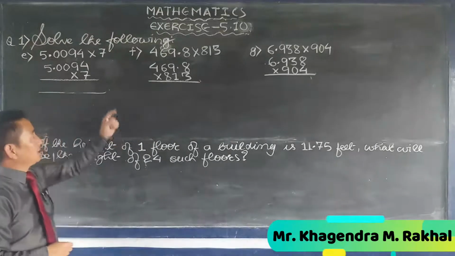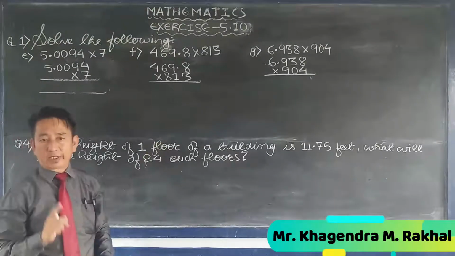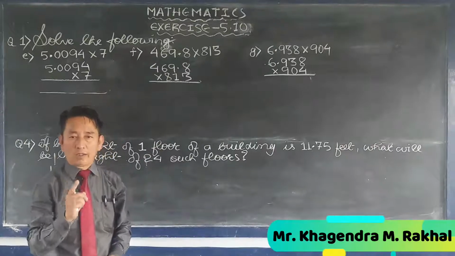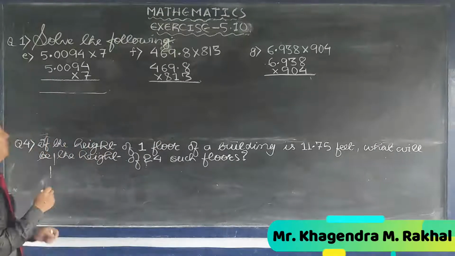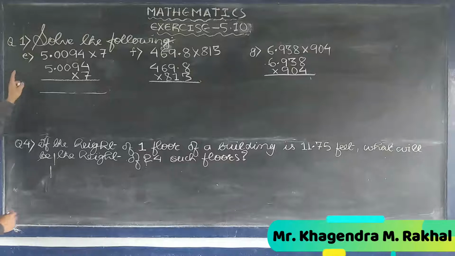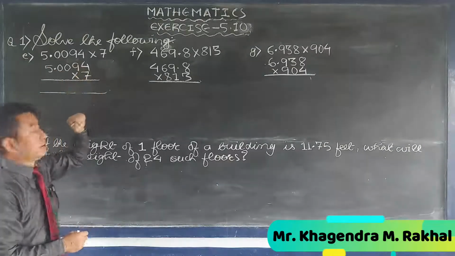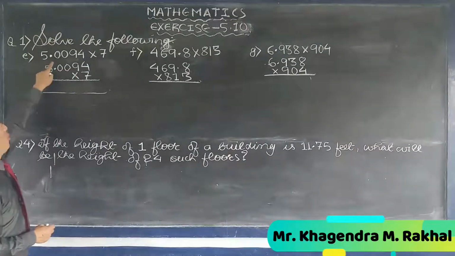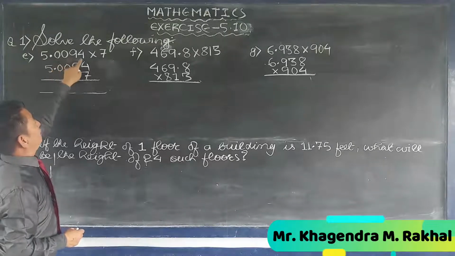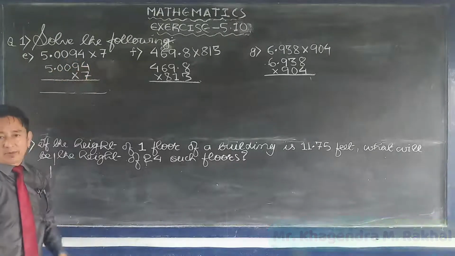Now here we have exercise 5.10. For this you can refer to page number 101 in your textbook. Here question number 1, solve the following. If 5.0094 is multiplied by 7.